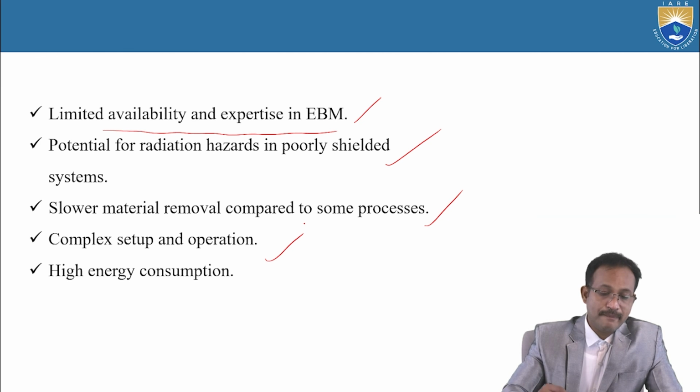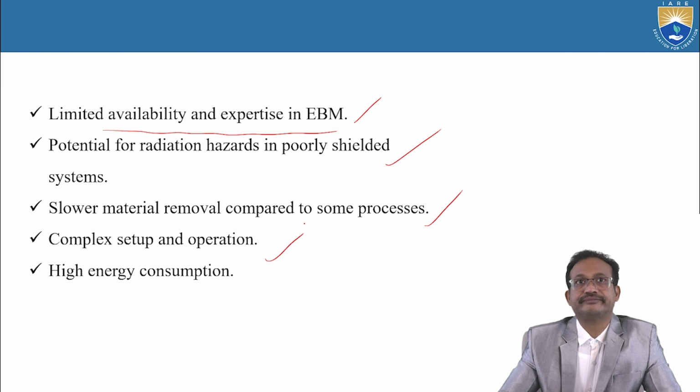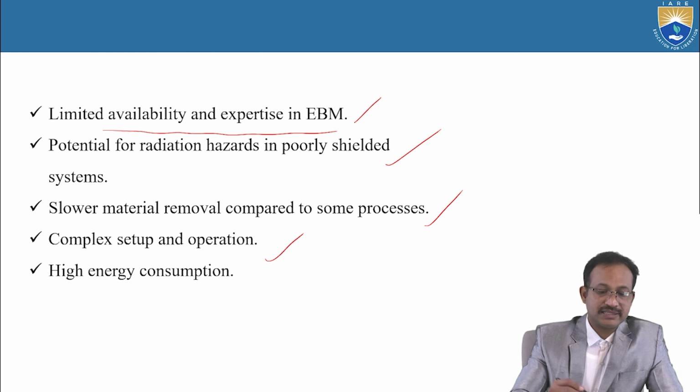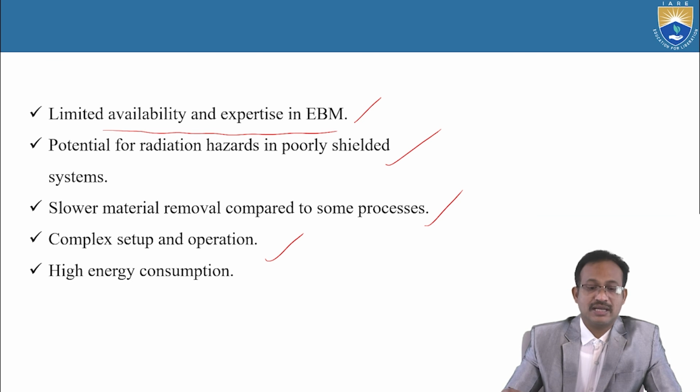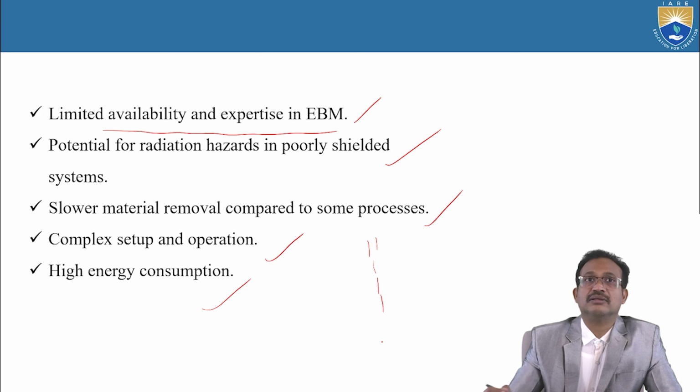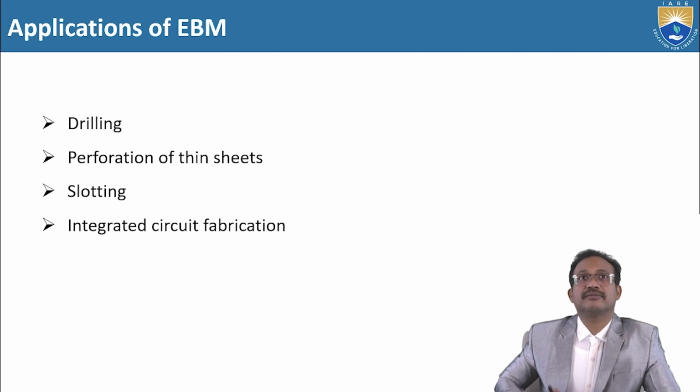Next, complex setup and operation. Though it travels in the set path with intricate shapes, the setup may be very difficult. Complex setup and operation. Next, high energy consumption. In order to emit all these electrons, the power supply will be very high. So high energy consumption is one of the drawbacks.